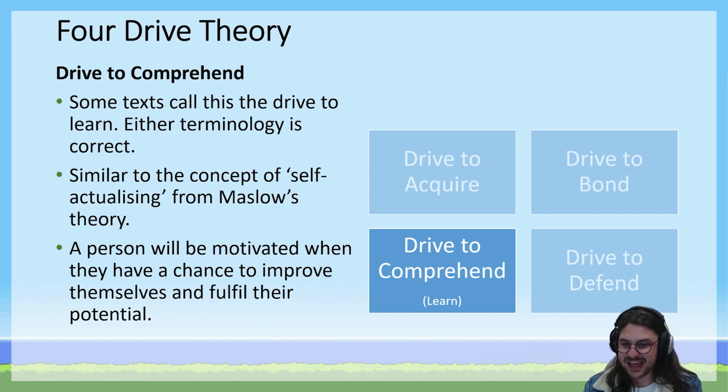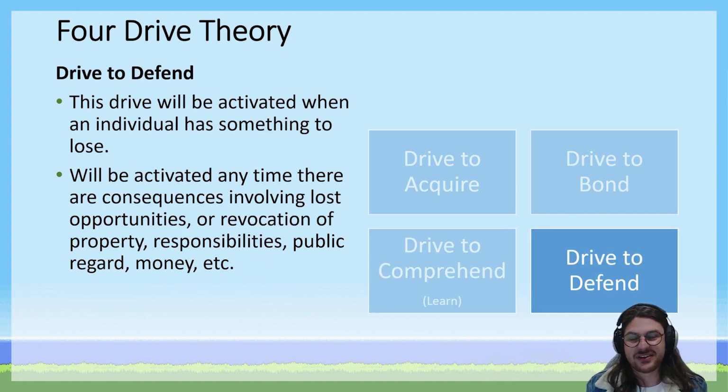So, back to the start. Drive to comprehend will be activated whenever an individual has the potential to learn, to develop, to grow. In a business context, the opportunity to train or to take on new responsibilities, to experience new elements to roles, to be trained to use hardware or technology or tools, there are all sorts of different ways that a business manager can target the drive to comprehend in a business context. And finally, the drive to defend.